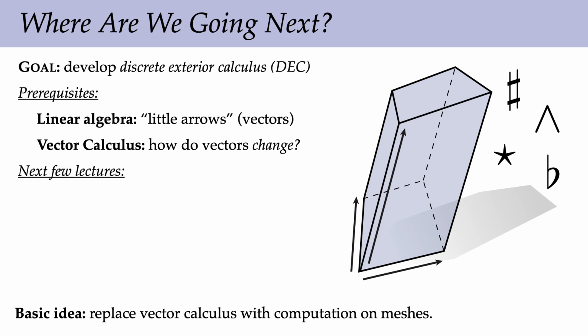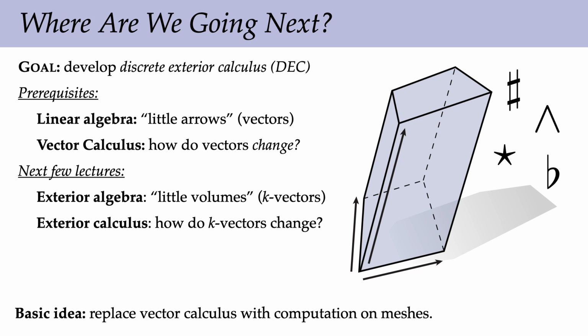Starting with those ideas, in the next few lectures, we're going to build up an understanding of exterior algebra. So we're going to generalize linear algebra a little bit by, instead of working with just these one-dimensional vectors, working with things that have higher dimensional volume. And we'll also have a generalization of vector calculus, called exterior calculus, which says how do these little volumes, or k-vectors, change over space. Finally, once we have a good handle on that, we can think about how to translate this into meshes and algorithms. How do we do all of this on a mesh?